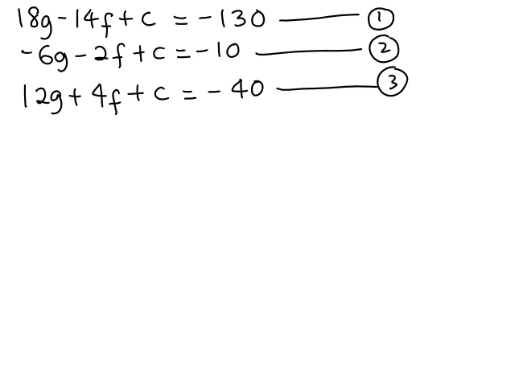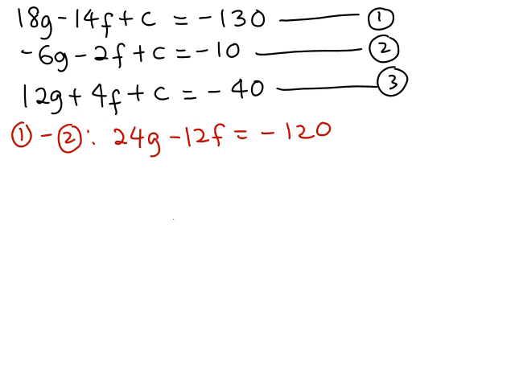Okay, just now we have three equations. The first equation, second and third one here. And since we have three variables, we're going to solve this simultaneous equation. Okay, we are going to start with the first equation minus the second equation. Then you will have 24g minus 12f equals -120. Okay, so we are going to divide this equation by 12 so that we can simplify it. So divide by 12, you will have 2g minus f equals -10, and f here equals 2g plus 10.